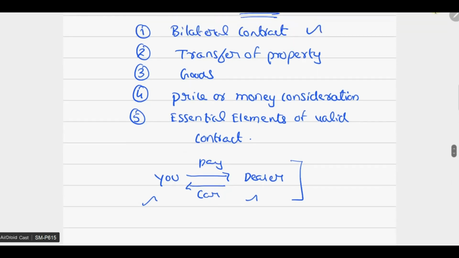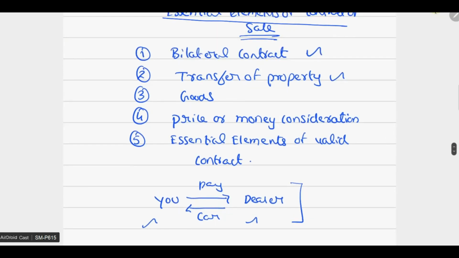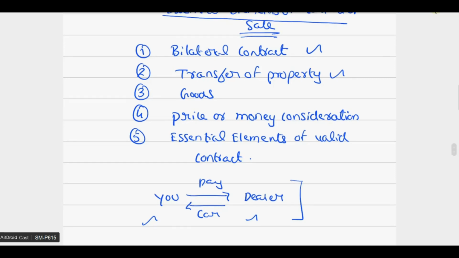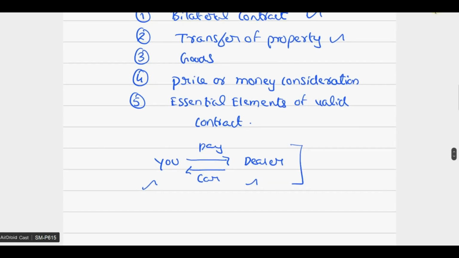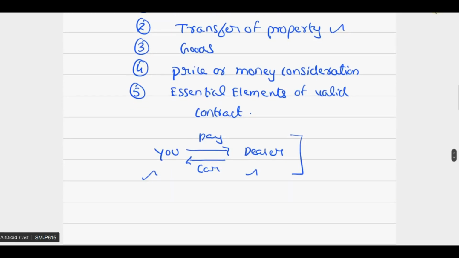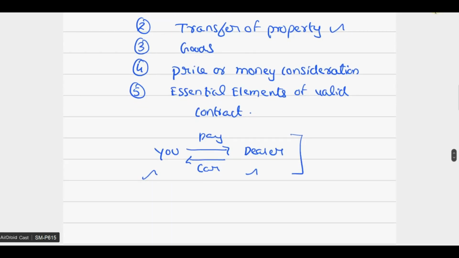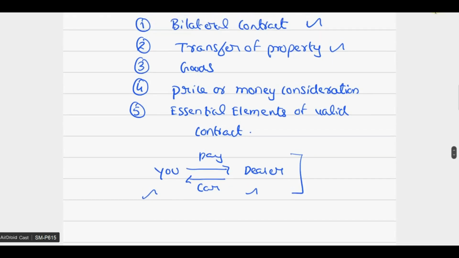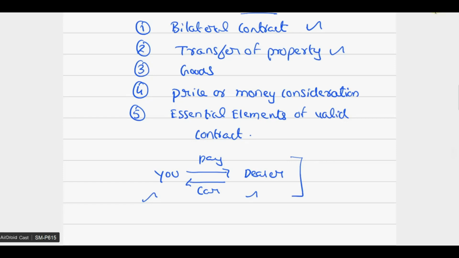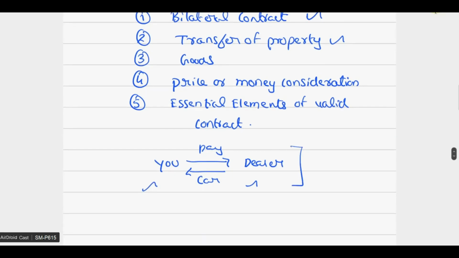Then the second thing, which is very important, is the element of transfer of property. Now in transfer of property, we are more concerned with the transfer of ownership of goods from seller to buyer. In the previous lecture itself we have seen that if the ownership and the possession of goods is transferred immediately, then we can say it is a sale. And if the ownership and the possession is transferred at a future date, then we can say it is an agreement to sell, right?